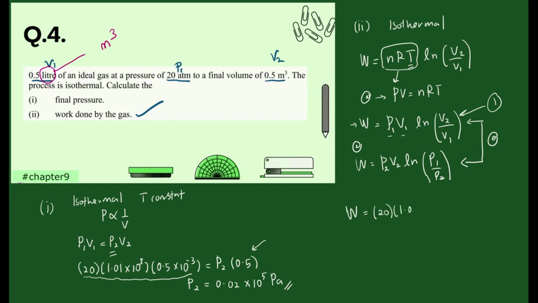So this time it is compulsory to convert into SI unit. Your pressure must be in SI unit, because your work done later you will get in joules. V1 is 0.5 times 10 to negative 3, ln V2 is 0.5 times 10 to minus 3. Then your final value you're supposed to get 6.977 times 10 to 3 joule.